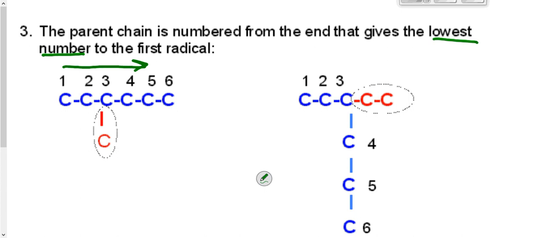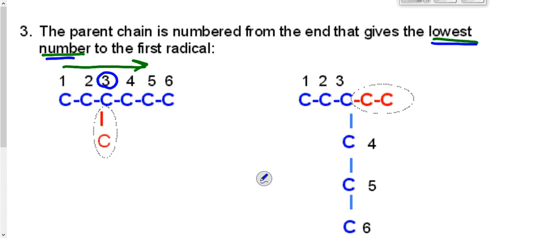Had I tried to number in the opposite direction and call this carbon 1, 2, 3, 4, 5, and 6, that would have had my carbon coming off of carbon 4. Carbon 4 is a higher number than carbon 3, so that would not be lowest numbering. Again, we always want to have the lowest possible numbering. So on carbon 3 of my parent chain, there is a methyl branch.